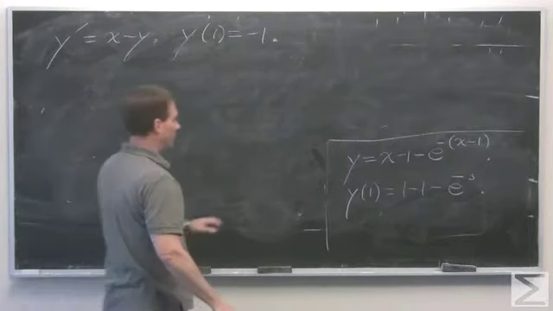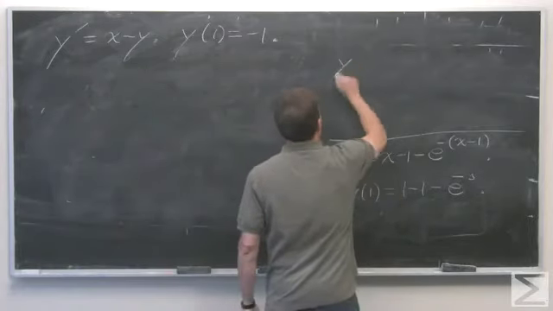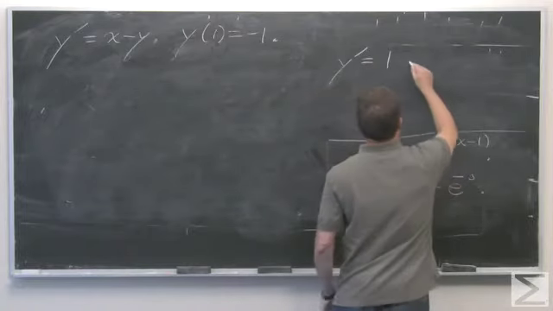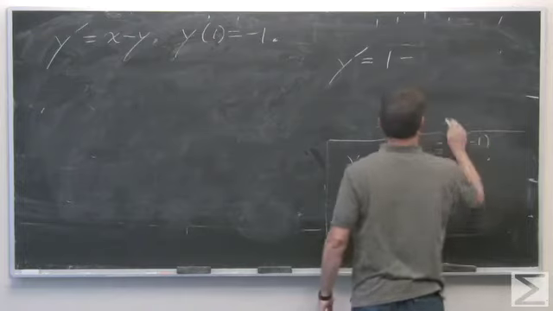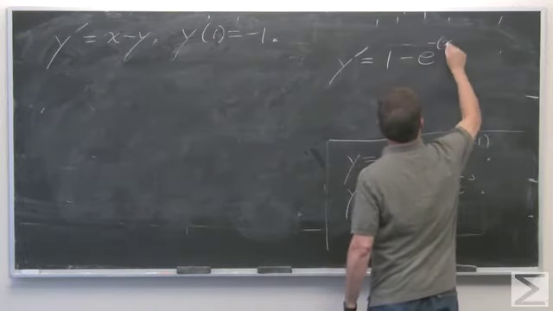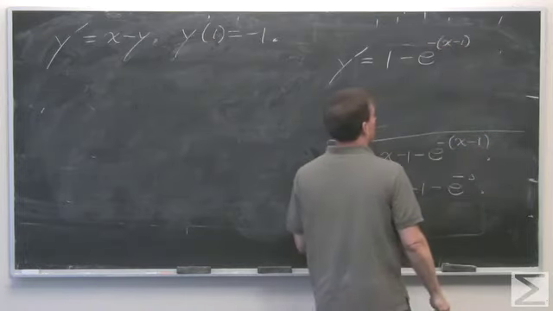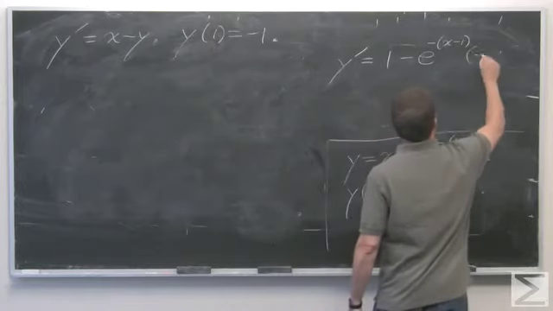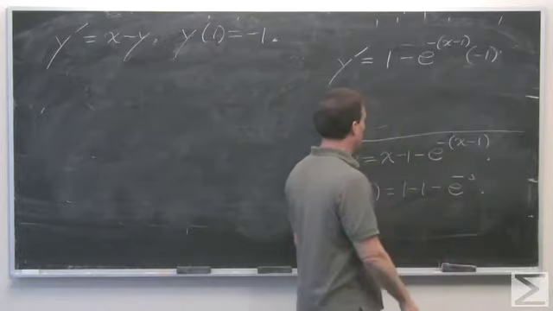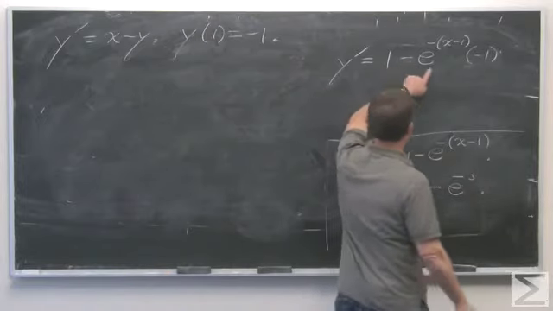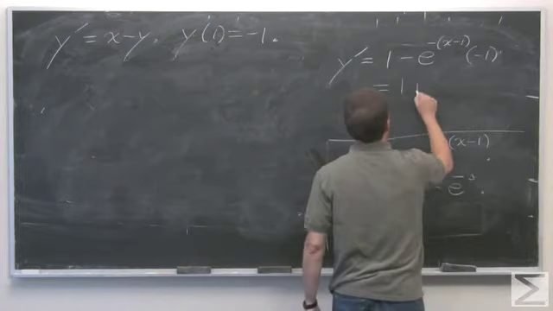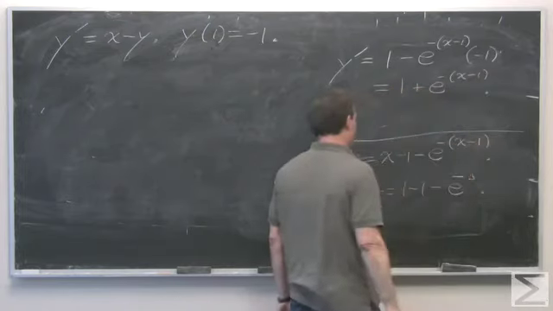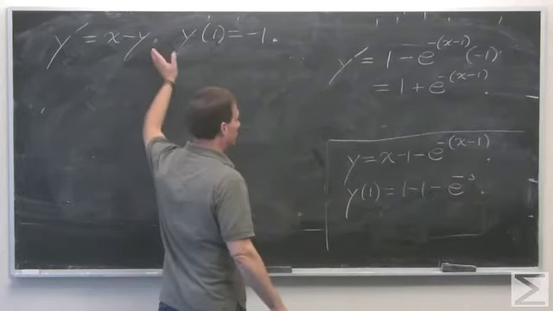All right, let me write it over here. If y is this, y prime is 1 minus 0 minus, and then the derivative of e to the something, you get the e to the something back. By the chain rule, you have to multiply times the derivative of the exponent, so we'll pick up an extra times minus 1, which you can combine with that, and it'll make it a plus, 1 plus e to the negative (x minus 1). And then we want to see that that equals x minus y.